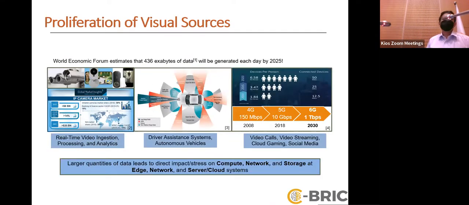So if you look at visual sources, I don't call this just video sources, I talk about visual sources. The amount of data that's being generated by videos is actually unimaginable. If you look at 2025, you can basically look at that number, 436 exabytes of data. I don't even know how many zeros are there in exabytes. It's that much, right? Which means we are going to have great difficulty in storing all the data that we are generating, right?